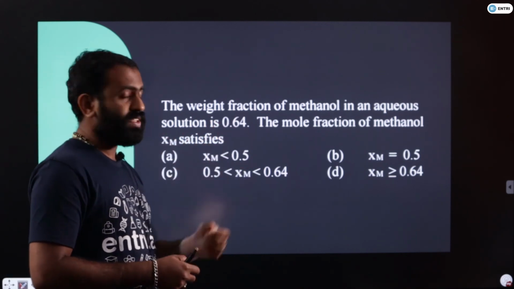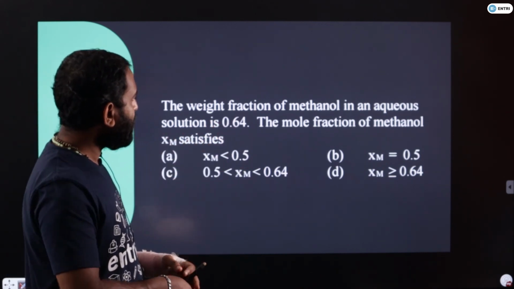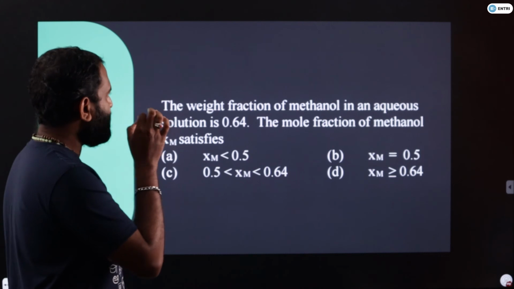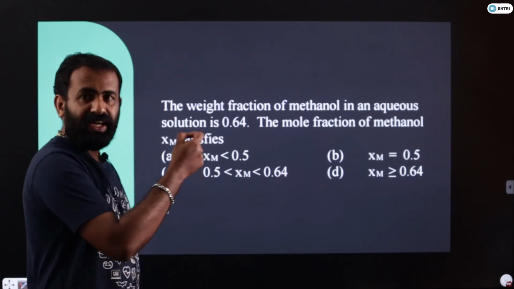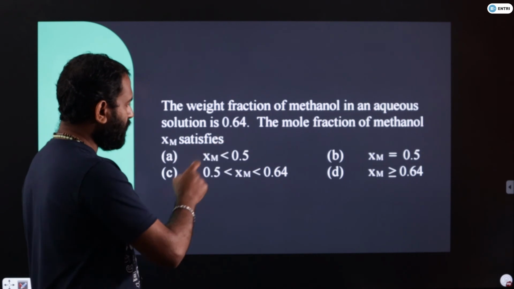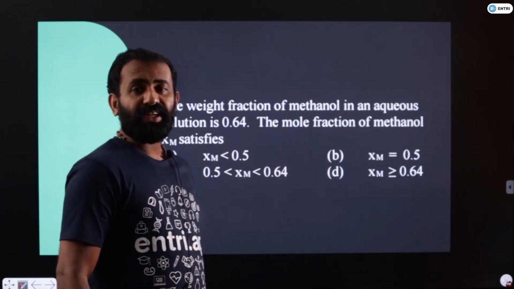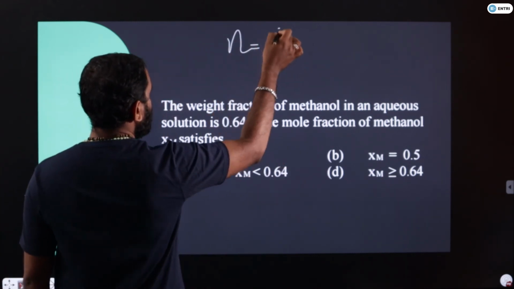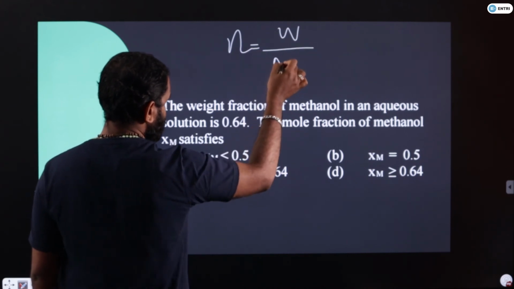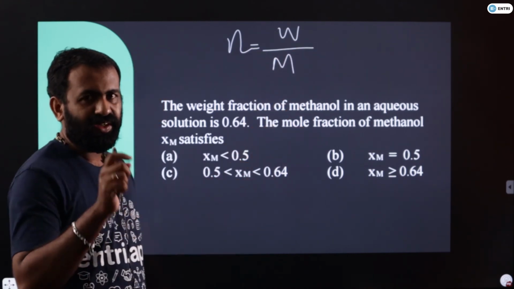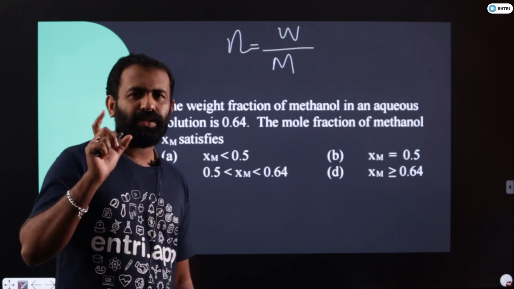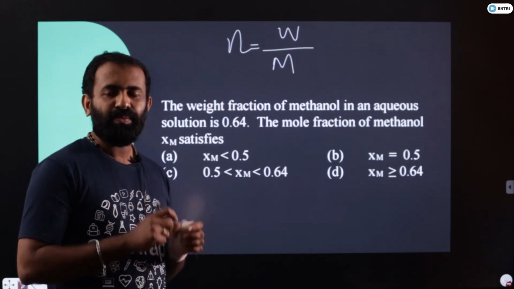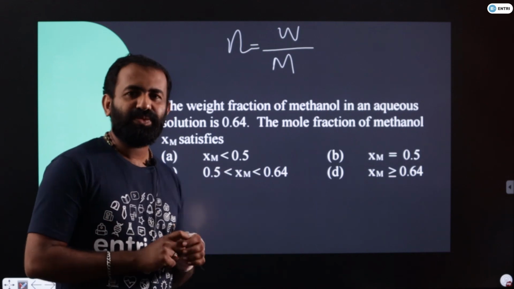Then this is a previous GATE question. The weight fraction of methanol in an aqueous solution is 0.64. The mole fraction of methanol XM satisfies: XM less than 0.5, XM equal to 0.5, XM between 0.5 and 0.64, or XM greater than or equal to 0.64. The basic equation is number of moles equal to given mass divided by molecular mass. This is a basic equation for calculating number of moles. In this way, we can convert mole fraction into weight fraction and weight fraction into mole fraction.